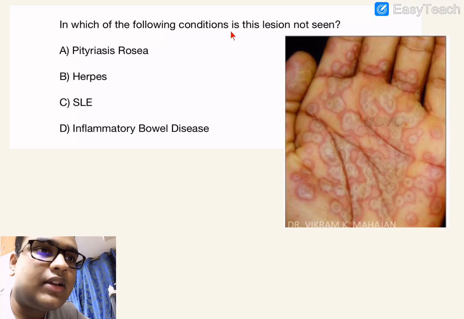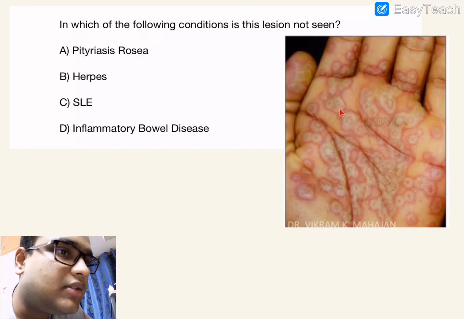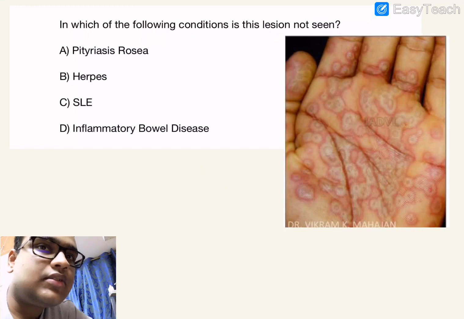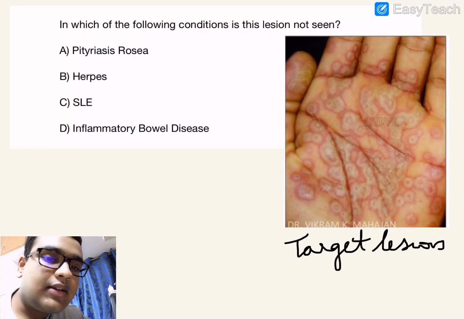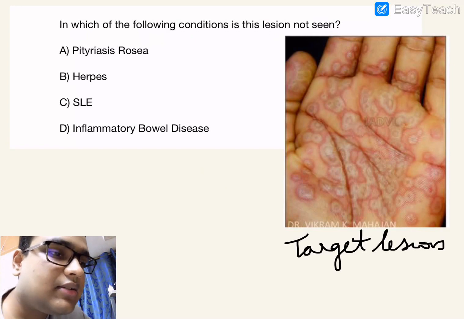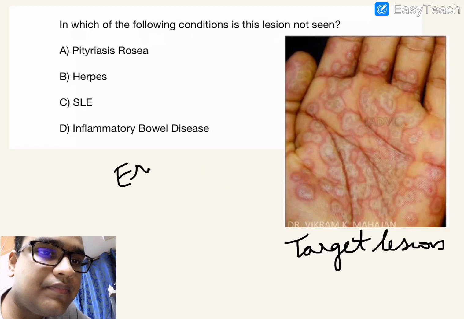In which of the following conditions is this lesion not seen? So let's look at this lesion here. Classically these lesions look like targets. So they are called target lesions. So where are these target lesions seen? Target lesions are seen in erythema multiforme.